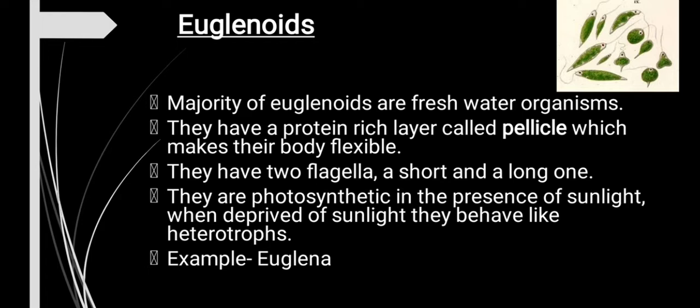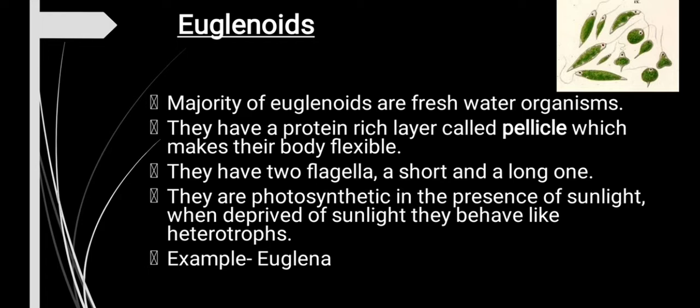This is a picture of Euglena, which is a classic example of the type of organism present in euglenoids. They have two flagella, of which one is short and the other is long. The speciality of euglenoids is that they have a dual mode of nutrition. If there is sunlight, they take up the photosynthetic mode of nutrition, that means they become autotrophs. Whereas if they are growing in a situation deprived of sunlight, they immediately shift their mode of nutrition to the heterotrophic mode.